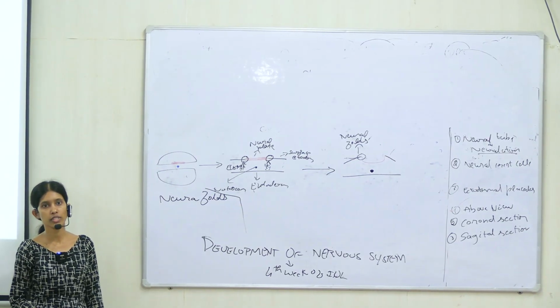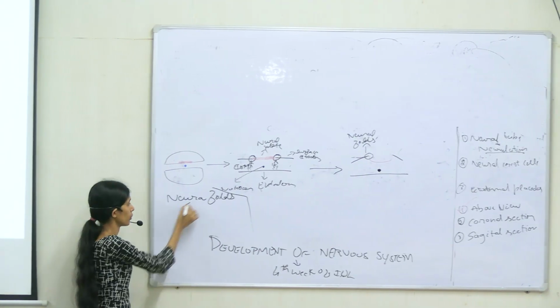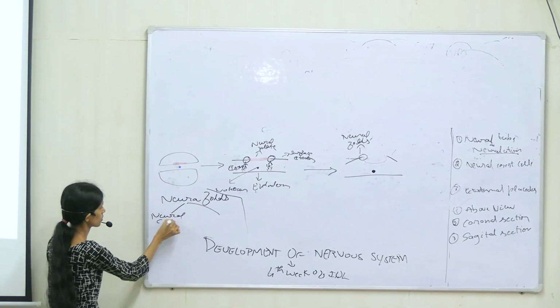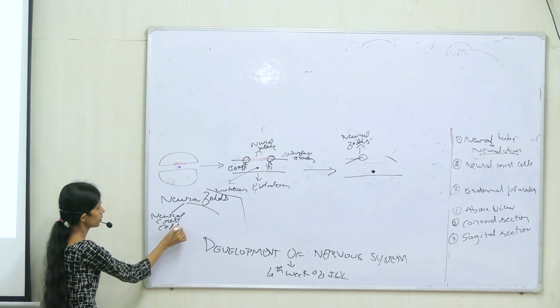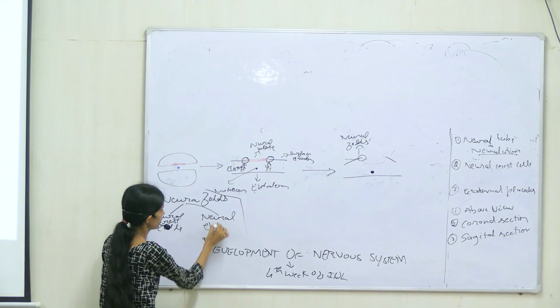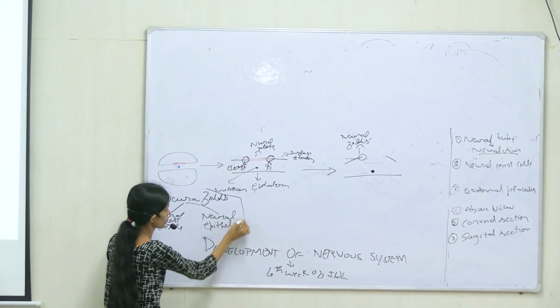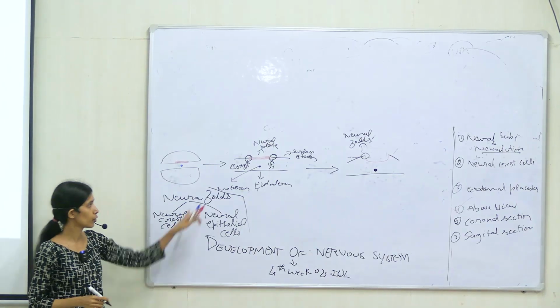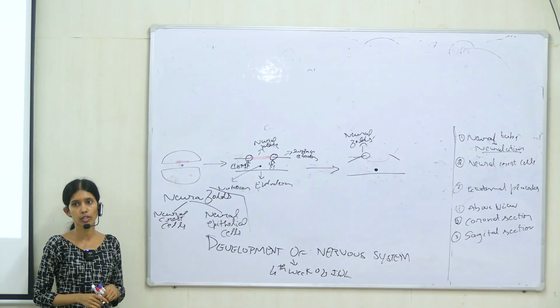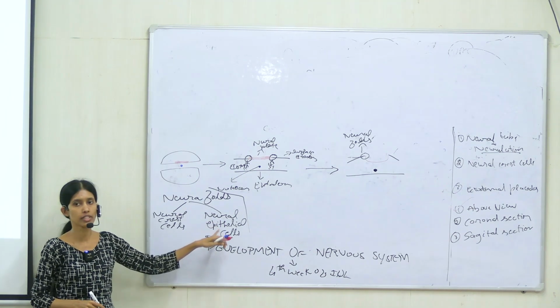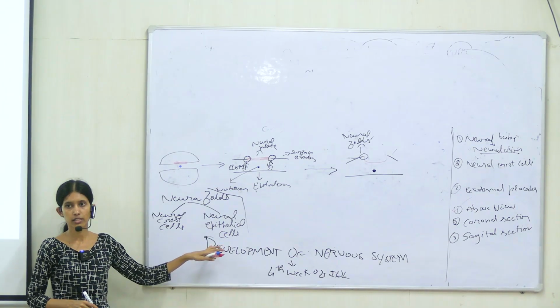Your neural folds have two important components. Those are neural crest cells and neural epithelial cells. This will be your MCQ question, so try to remember the names always. The first one is neural crest cells and the other one is neural epithelial cells.